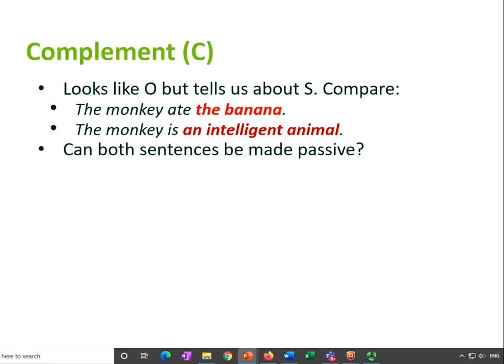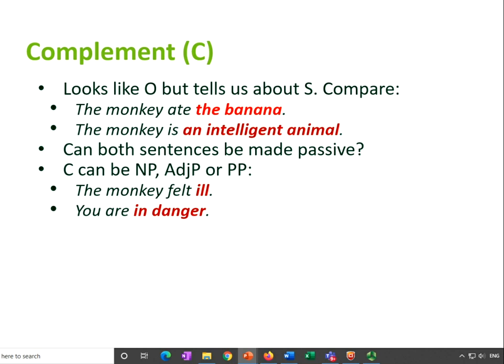Another test is whether you can make the sentences passive. So we can say the banana was eaten by the monkey, that's the object, but not an intelligent animal is being a monkey. So we can't make the second one passive.